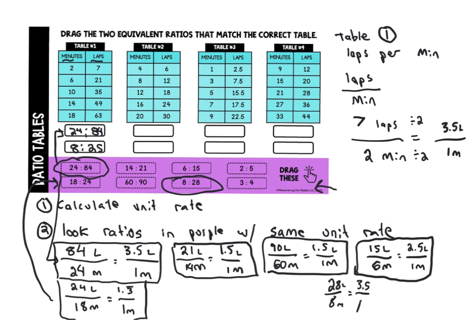So I know this is starting to look a little bit messy, but if you just follow those rules, calculate your unit rate for each table, and then look for the ratios in purple with the same unit rate, those fit in your ratio tables.